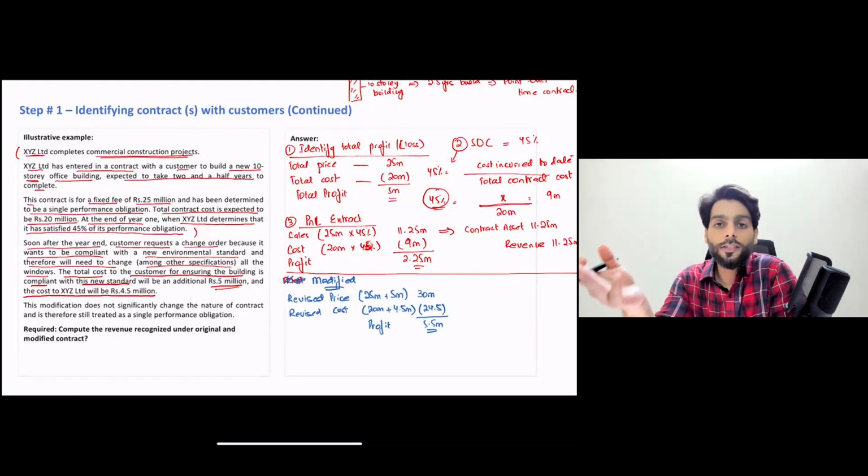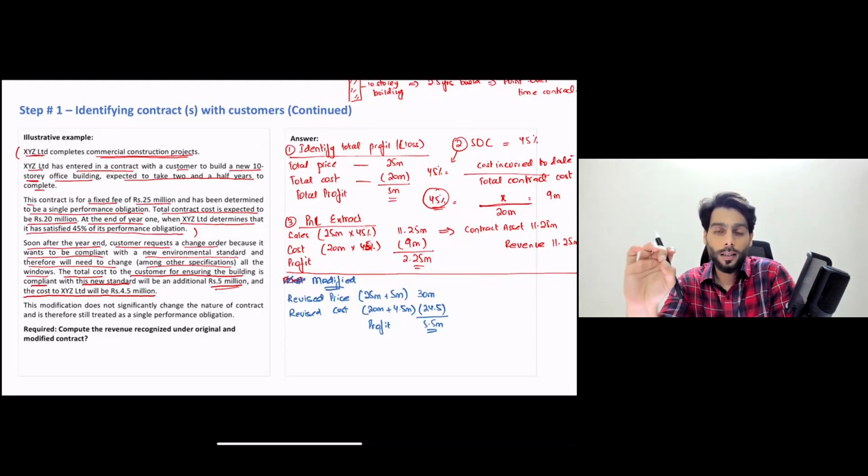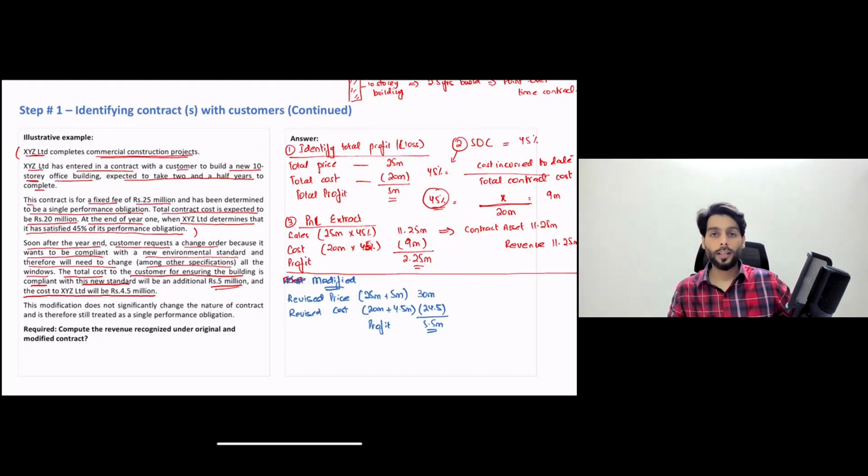Now, what is cumulative catch-up basis? You see, in such a scenario where distinct goods or services have not been offered as a result of modification and your customer modifies your existing contract, you have to apply cumulative catch-up basis. And by cumulative catch-up basis, we mean that you have to redetermine the stage of completion. Obviously, if you redetermine the stage of completion, it would be a redetermination of revenue and cost and profits as well. You have to redetermine the stage of completion based on the adjusted values of the contract.